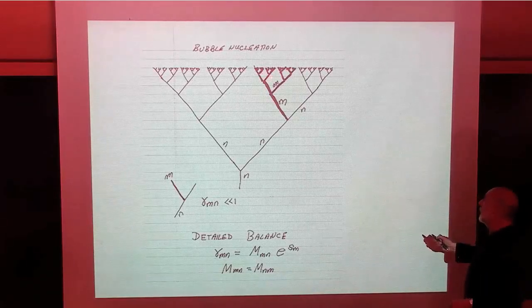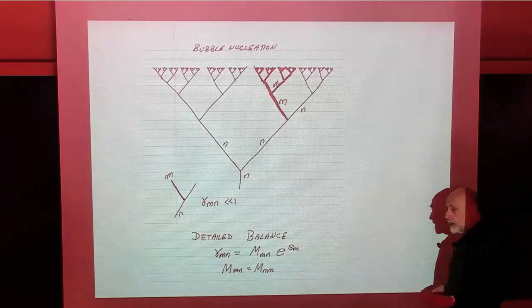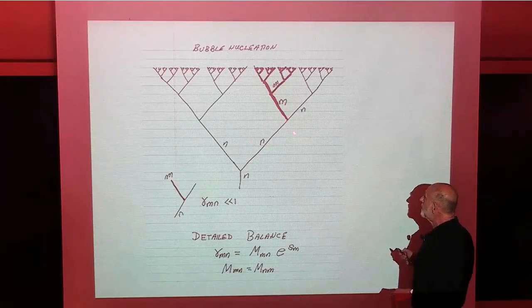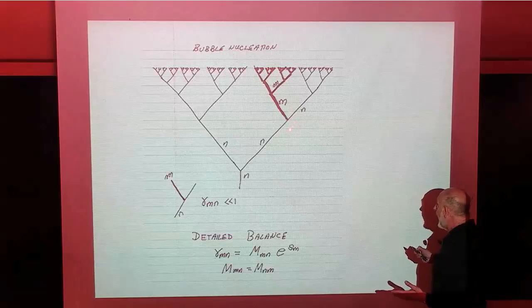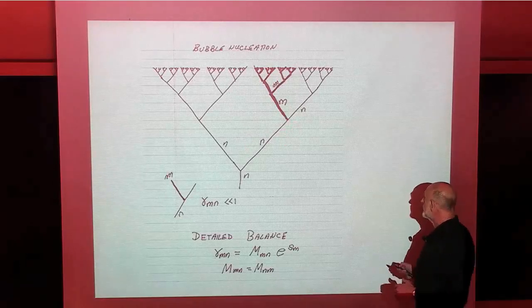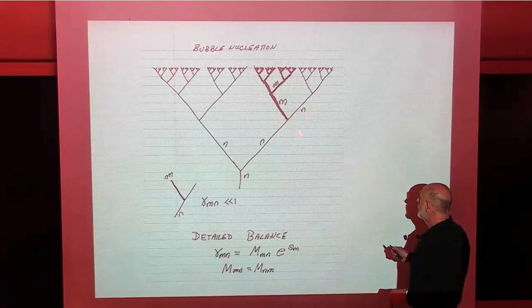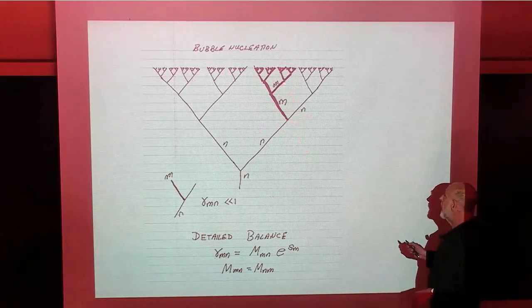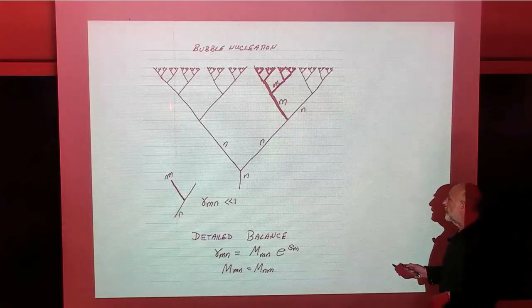If you take any point on the tree, and it's labeled with an index m, a color m, and you trace backward, you will eventually come to a point where it's no longer m, where it will be n, if you go back even further. That point is a bubble nucleation. It's the bubble nucleation of a bubble of type m in a background of n. Okay? And there's a rate for it.